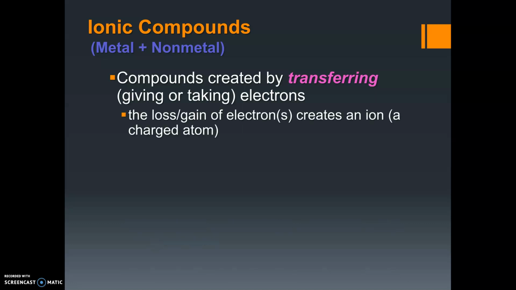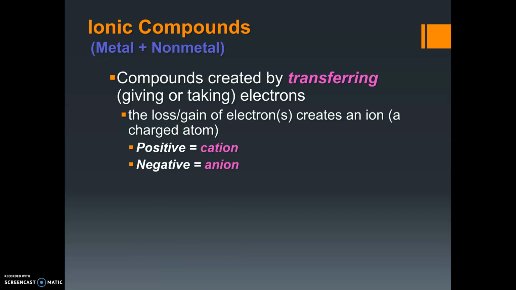So this loss or gain of an electron creates something called an ion. So again, we're no longer talking about neutral atoms, we're talking only about ions. And the definition of an ion is just a charged atom. So again, it's not neutral, it now has a charge. So we have two different kinds of charges.